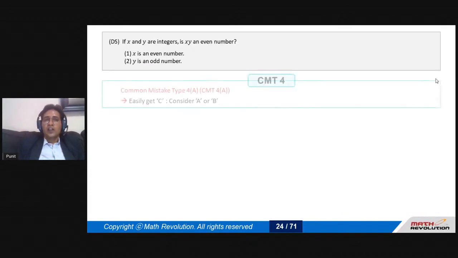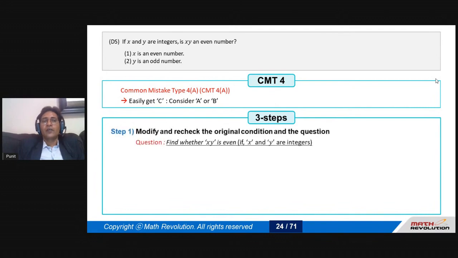So let's talk about one of the questions here. If x and y are integers, is xy an even number? The question is asking whether xy is an even number. The answer should be a unique yes or a unique no. And the question says, if x and y are integers, again, it's a key question.